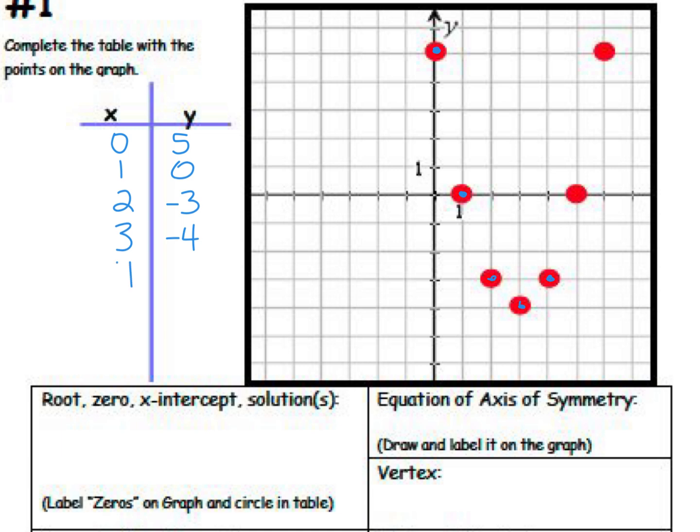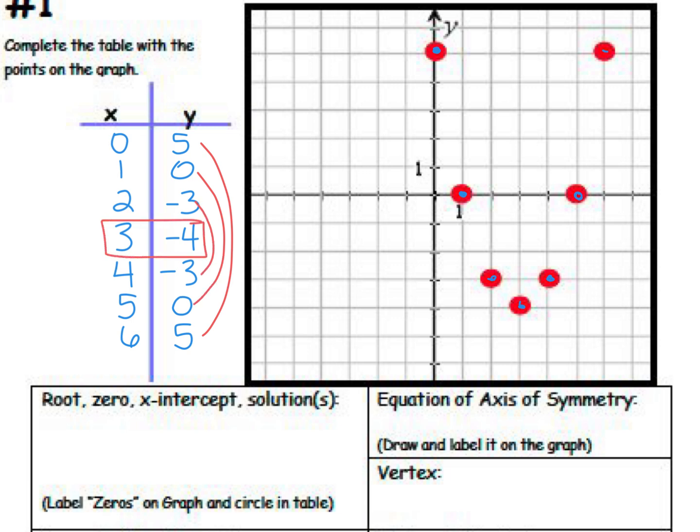And then 4, negative 3. 5 what? 5, 0. And 6, 6, 5. So you should be able to identify this as quadratic because if you notice, we have those buddy points. What did we say this one is right here that doesn't have a buddy point? What is that going to represent? That is the vertex. Okay? So we can tell a lot from that table. Okay?